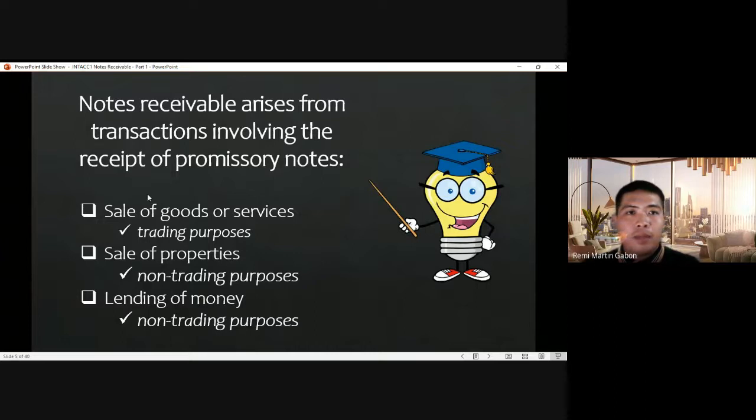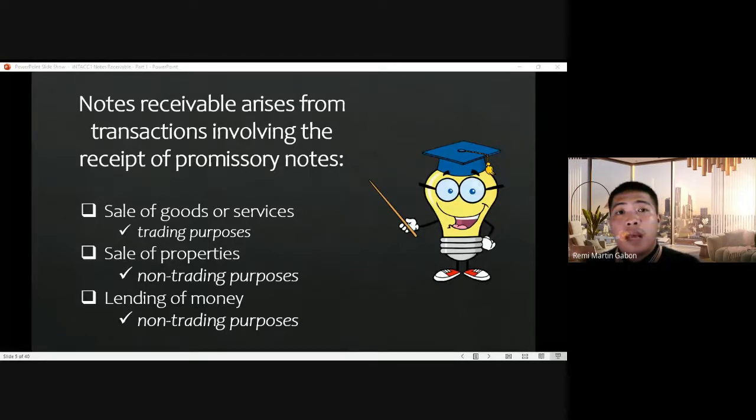So notes receivable arises when we engage in transactions that involve the receipt of a promissory note. Who among you here are familiar with a promissory note? It is actually a negotiable document. Kindly raise your hand if you have seen a promissory note in person. Okay, so there are some who are familiar.